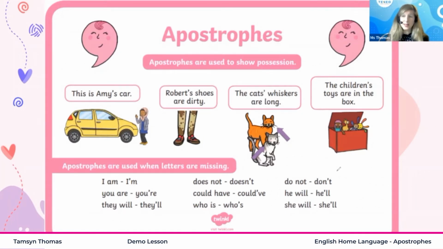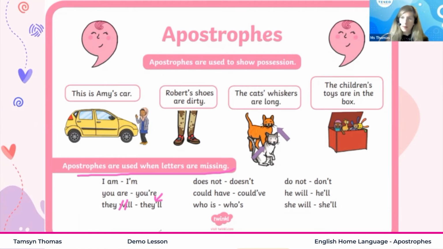We have learned that the apostrophe has two main uses. The first use is to show when letters are missing, the apostrophe of omission. For example, let's pick "they will." We're going to take out the W and the I, and we're going to put an apostrophe in the place where the letters have been taken out.